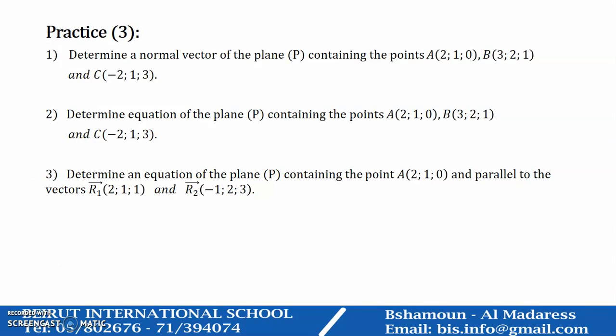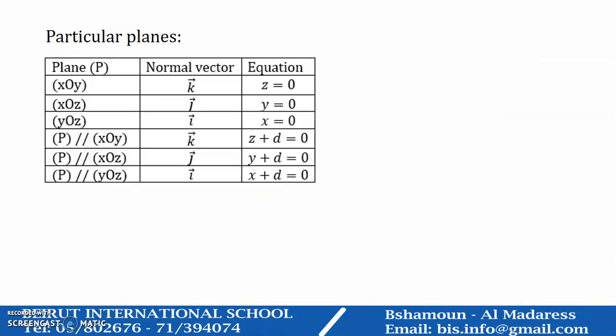This question is for you to solve. Here we have some particular cases. What is the normal vector of the plane xOy? In fact, the elevation, which is the z-axis, is perpendicular to xOy, and the unit vector of the elevation is k. So I can take k as the normal vector of the plane xOy, and the equation of this plane will be z equals 0.